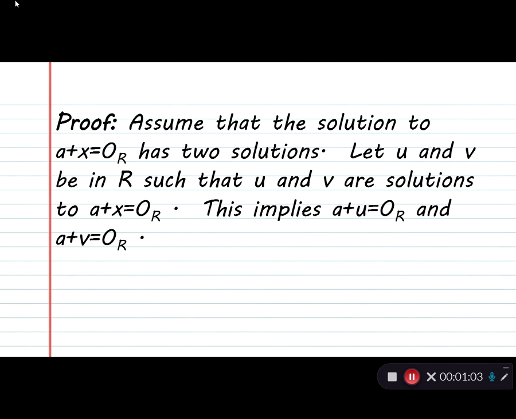Proof. Assume that the equation A plus x equals 0 in R has two solutions. Let U and V be in R such that U and V are solutions to the equation A plus x equals 0. This implies that A plus U is equal to 0 and A plus V is equal to 0.